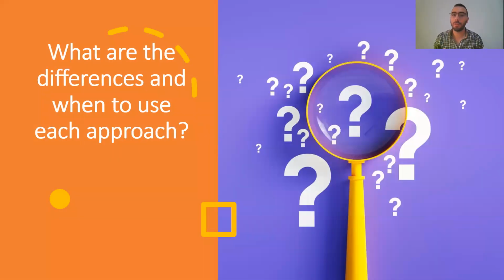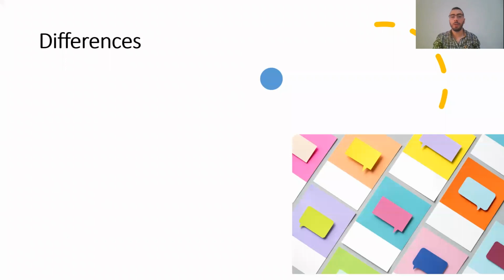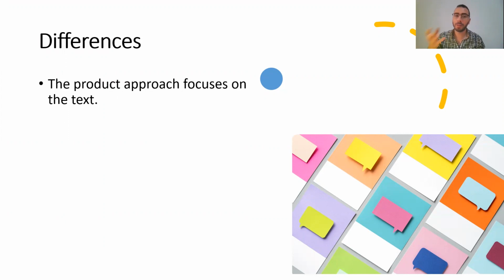Now, what are the differences and when to use each of these approaches? This is a very important question to address. Now, if we talk about the differences, there will be like 1 or 2 major differences between both of them. First, the product approach focuses on the text. The main idea in the product approach is that we have a text, we need to use it, we need to exploit it to the fullest, use the language, the organization, everything, and students can imitate.